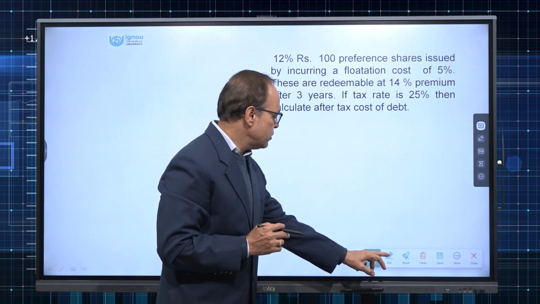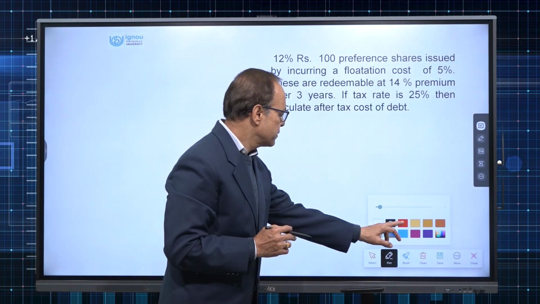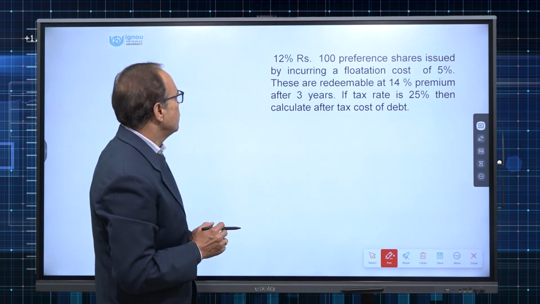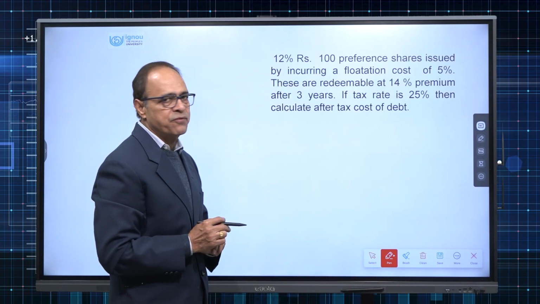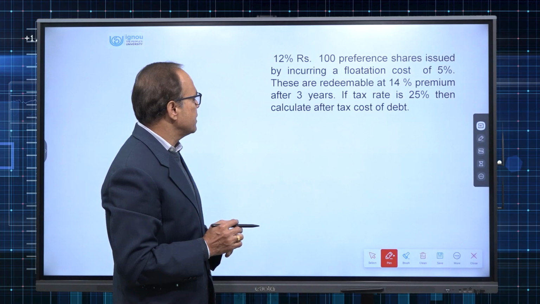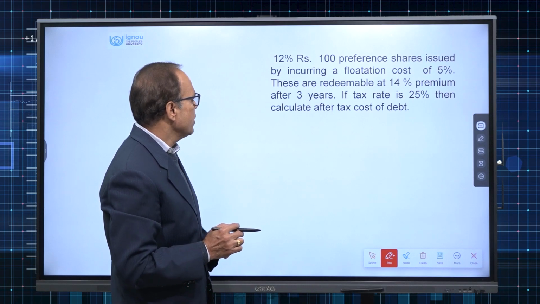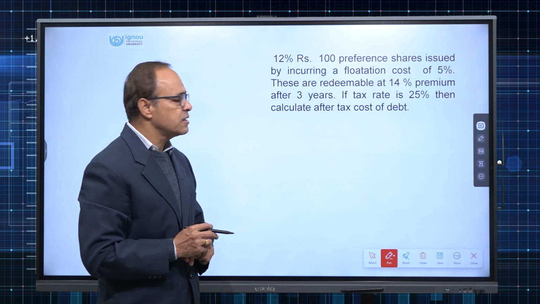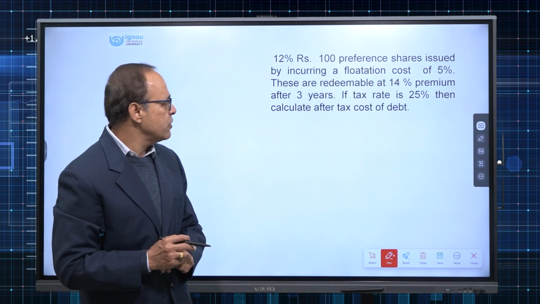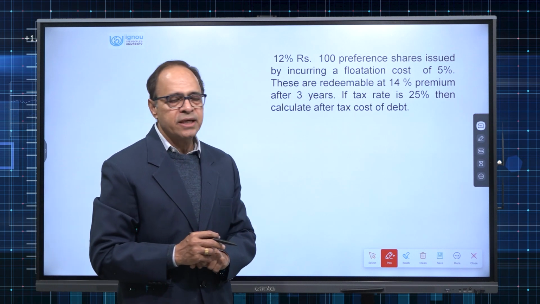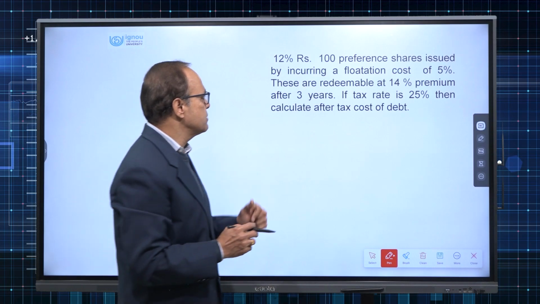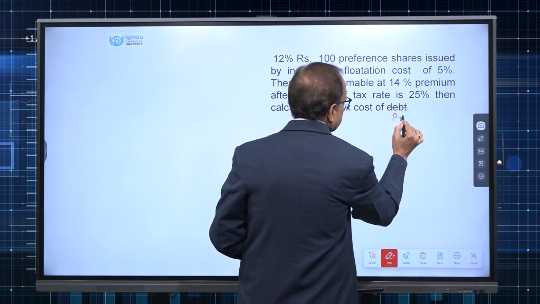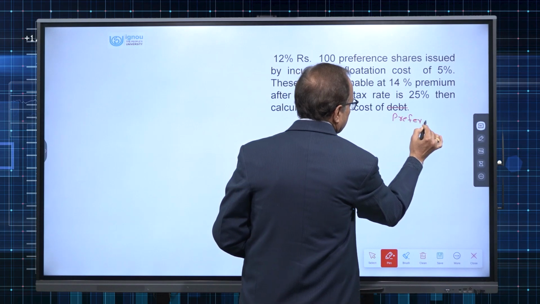Now this numerical is on preference share. 12%, rupees 100 preference share issued by incurring a flotation cost of 5%. These are redeemable at 14% premium after 3 years. If tax rate is 25%, then calculate after tax cost of debt. So that word is by mistake over there. So you can replace this word with preference.